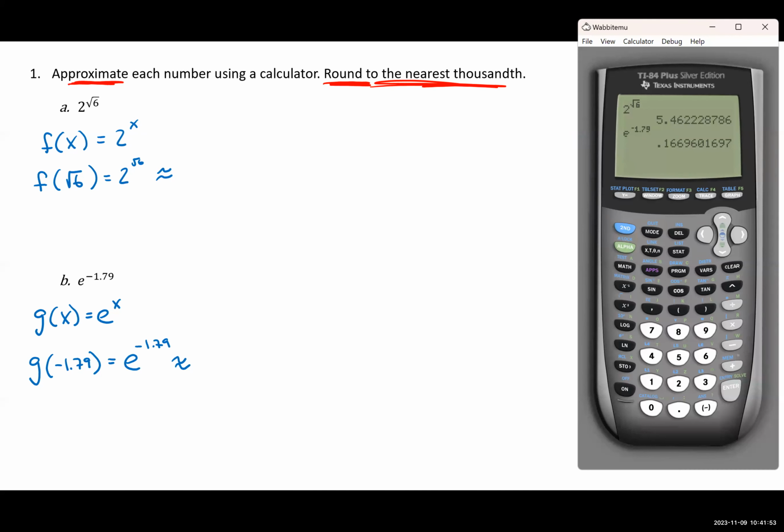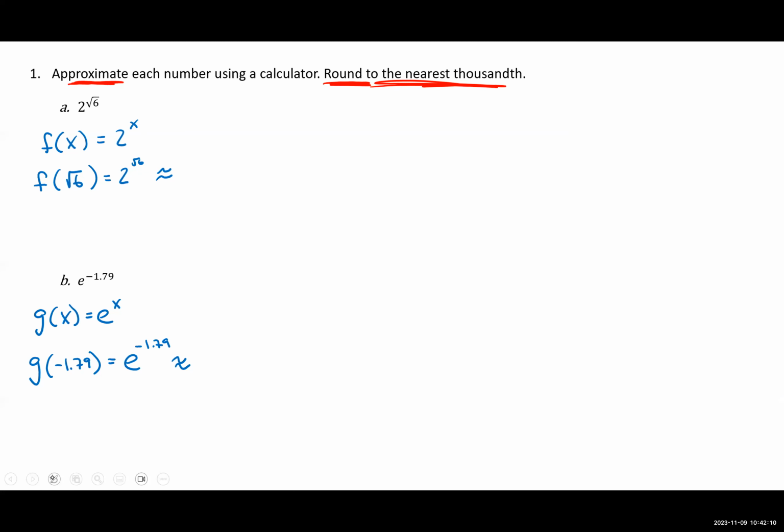All right, so if we're rounding to 3 decimal places, it looks like 167.1669. If we keep 3 decimal places, that'll round to 1.67. So when we rounded, we got 5.462 approximately and we got 0.167. Okay, so we can evaluate, meaning plug in a number for our exponent using the calculator.